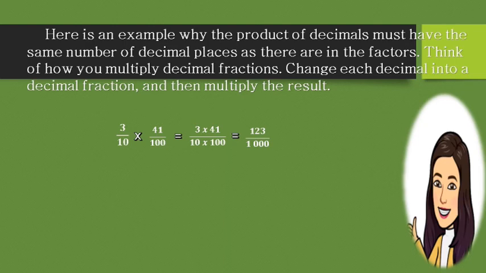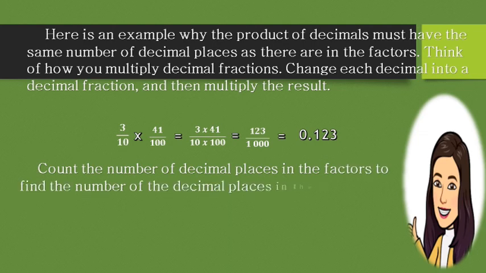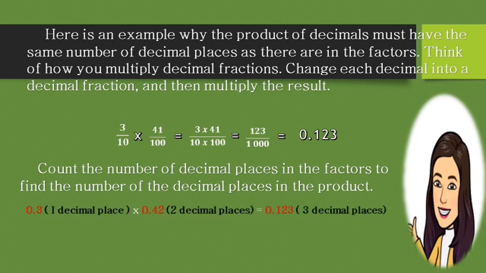That is equal to 123 over 1,000. In decimal form, that is 123 thousandths. Count the number of decimal places in the factors to find the number of decimal places in the product. 3/10 has 1 decimal place times 42 hundredths with 2 decimal places. The answer is 123 thousandths with 3 decimal places.